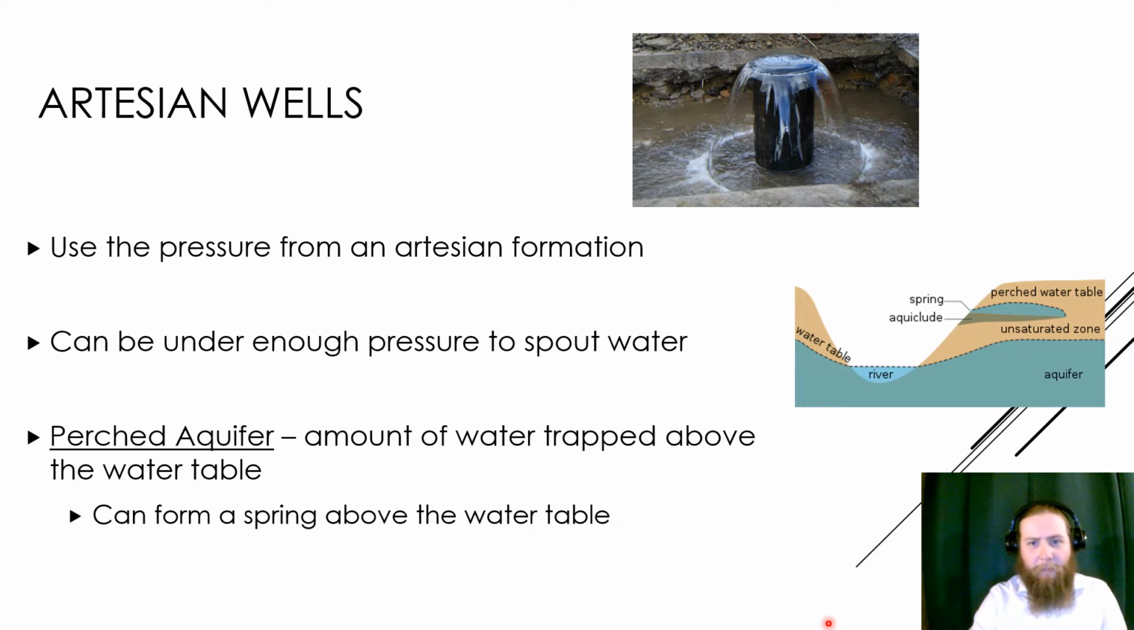We also have what's called a perched aquifer or a perched water table. This is an amount of water that is trapped above the water table. The normal water table is down here. This perched water table here is above that. And we get a spring here that's forming above the water table. These ones normally will dry out in the summer and then refill under large rainfalls.